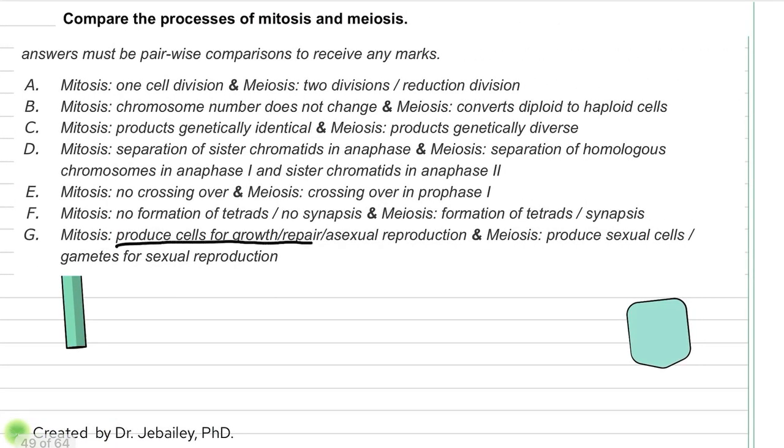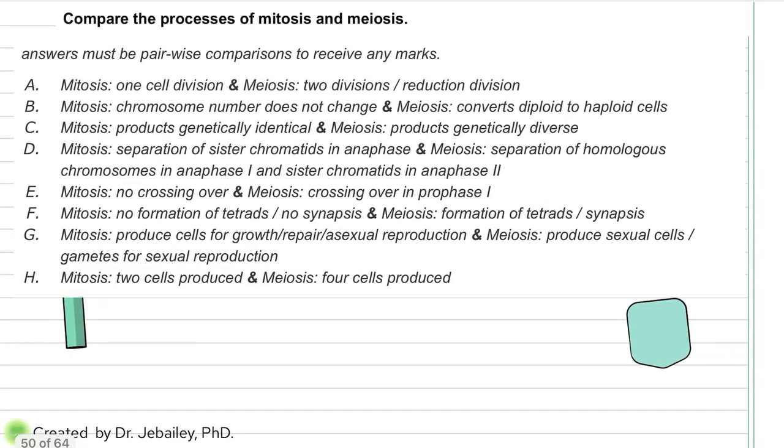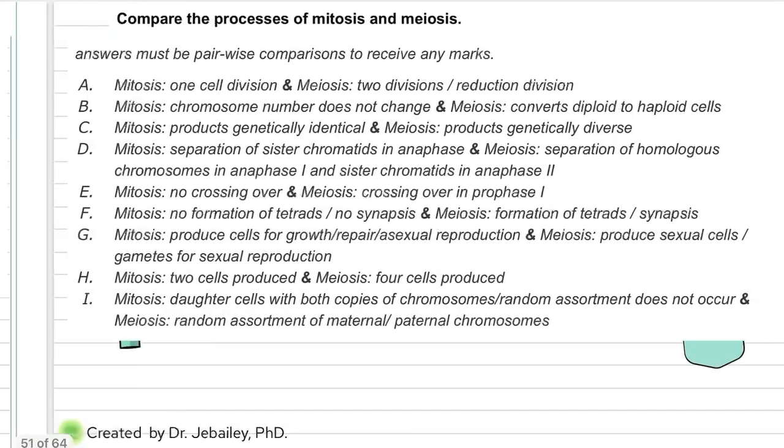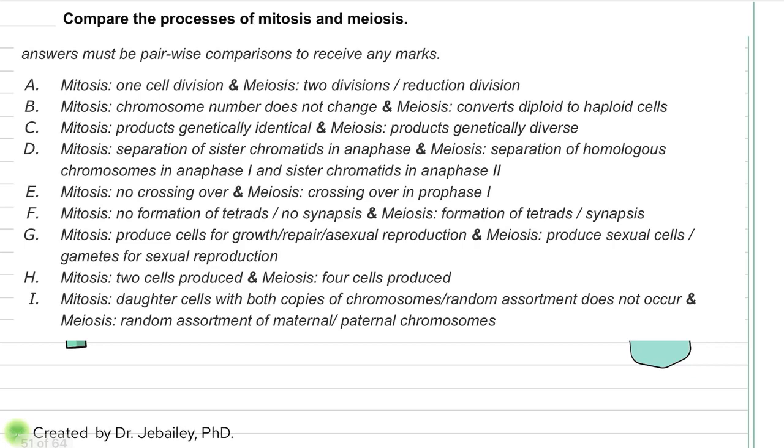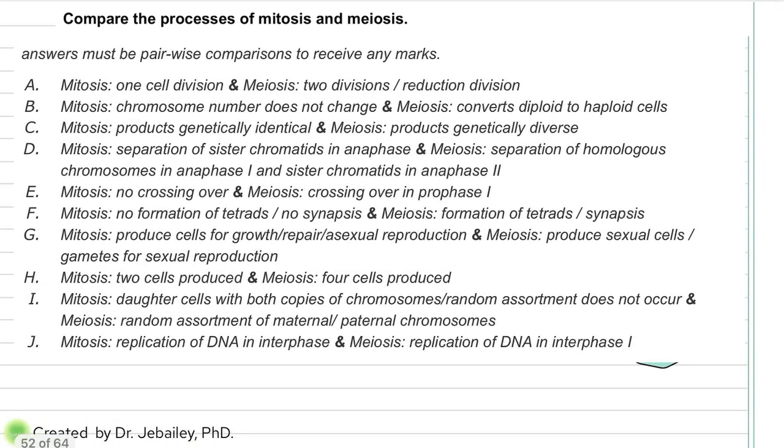Mitosis produces cells for growth and repair, as I mentioned, while meiosis is all about the sexual cells. That means you're producing the gametes. Mitosis has 2 cells produced. Meiosis has 4 cells produced. Here in mitosis, the daughter cells with both copies of chromosomes does not occur. Here in meiosis, there's a random assortment of maternal and paternal chromosomes. So that means, yes, it basically is switching around. So that means there's more chance of having different types of chromosomes coming up.